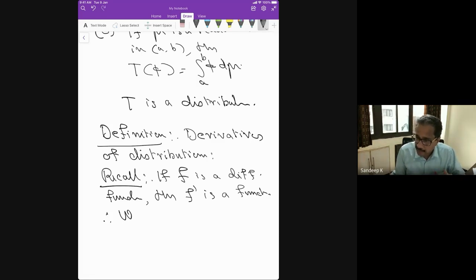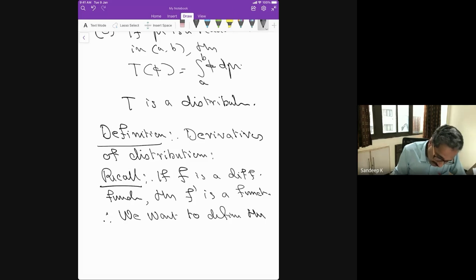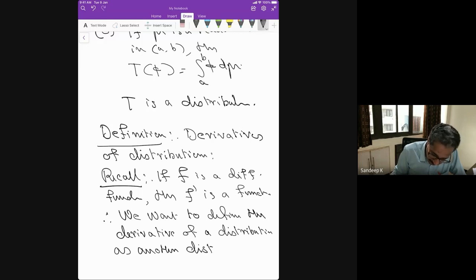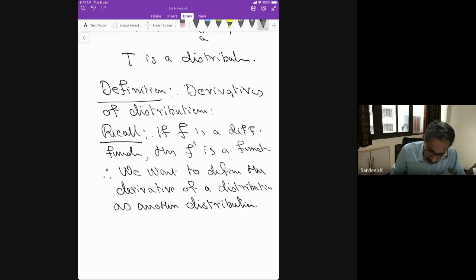So if you take a distribution, I want to define its derivative as another distribution. So therefore we want to define the derivative of a distribution as another distribution. So how do we do that?